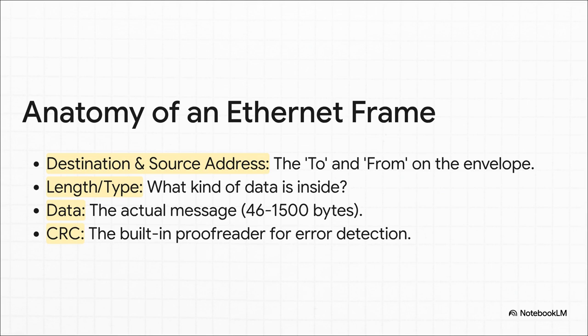You've got your destination and source addresses. That's basically the to and from on a digital envelope. You've got the data payload itself, of course. And then at the very end, you have the CRC, the cyclic redundancy check. This is like the super-powered version of our simple little parity bit. It's a sophisticated mathematical proofreader that makes absolutely sure the frame wasn't corrupted on its trip.